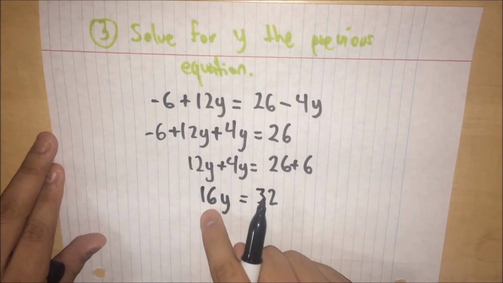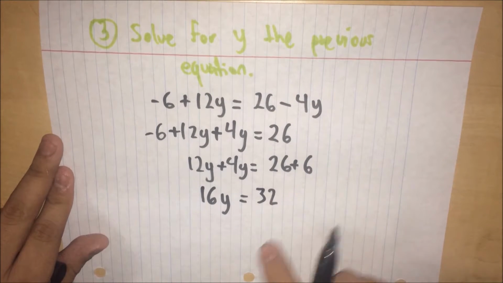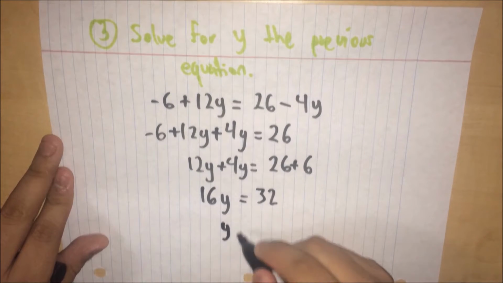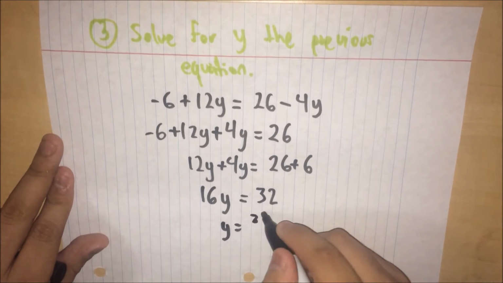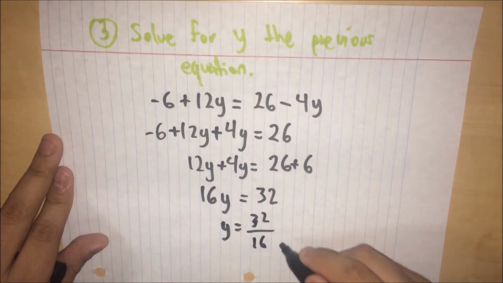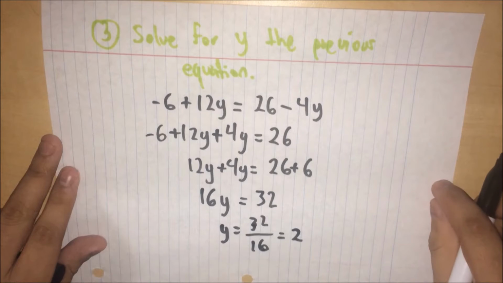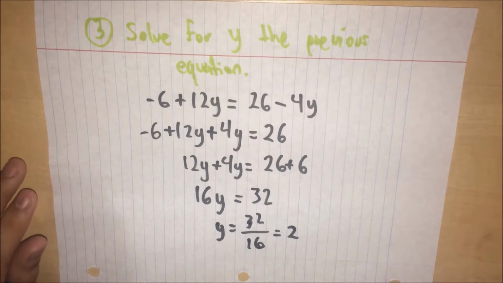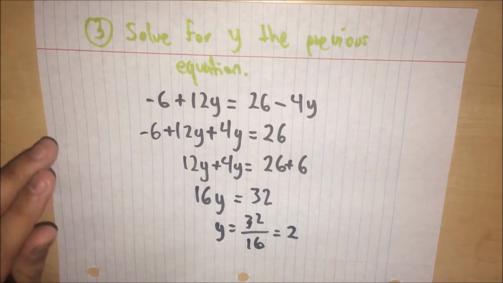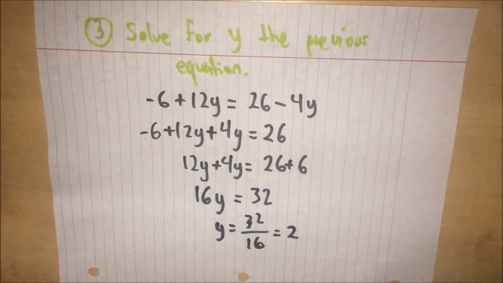And finally, we are going to move this 16 to the other side of the equation. On this side it is multiplying, so we are going to move it to the other side as a division. And this gives us that y is equal to 32 over 16, which is equal to 2. And we are done. We have already solved the equation for y, and we are ready to move to step number 4.